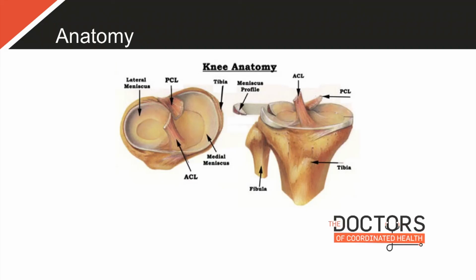Okay, if we get a little bit closer, we can see that there's still the ACL stump there, but then you have the meniscus. Here's the medial meniscus, and here's the lateral meniscus. You can see they're little C-shaped discs that go between the knee. They're kind of little shock absorbers between the thigh bone and the shin bone.